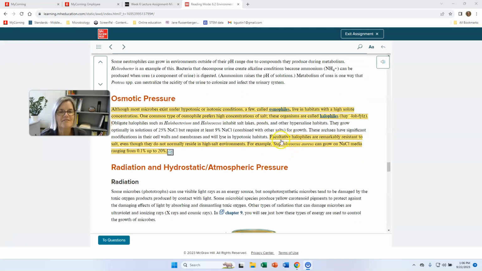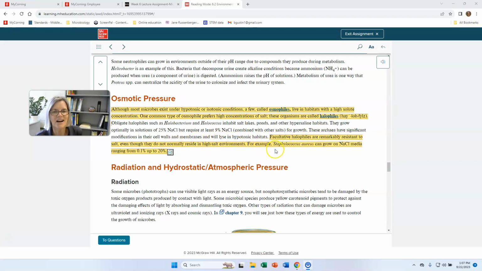Another group, facultative halophiles. Remember when we said with oxygen, a facultative anaerobe means it can grow anaerobically, but it doesn't have to. Same thing with facultative halophiles. It can grow in a high salt environment, but it doesn't have to. They aren't typically quite as resistant to salt as the obligate halophiles, but they can survive in high salt environments.